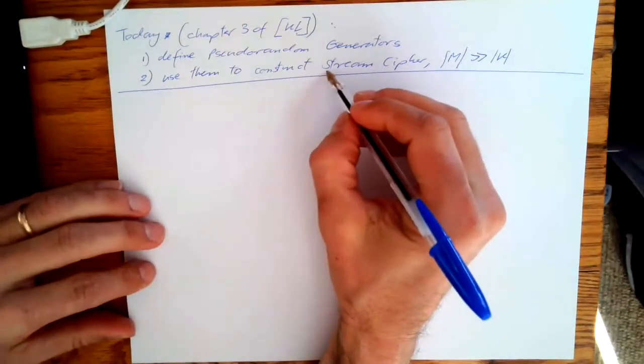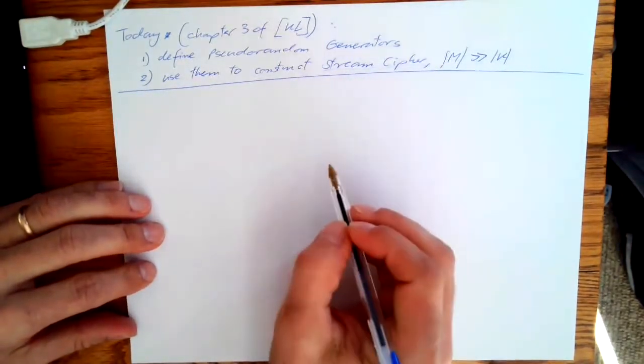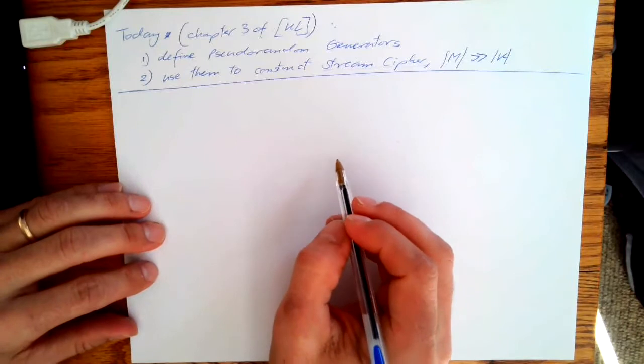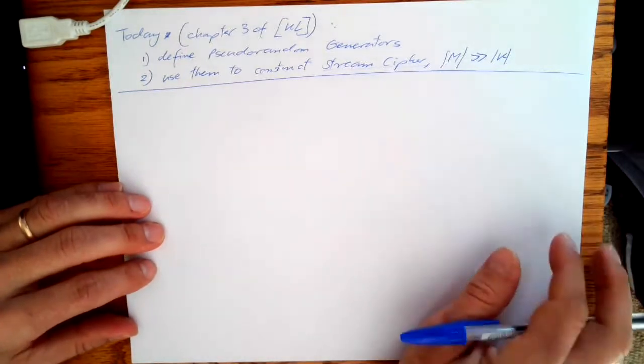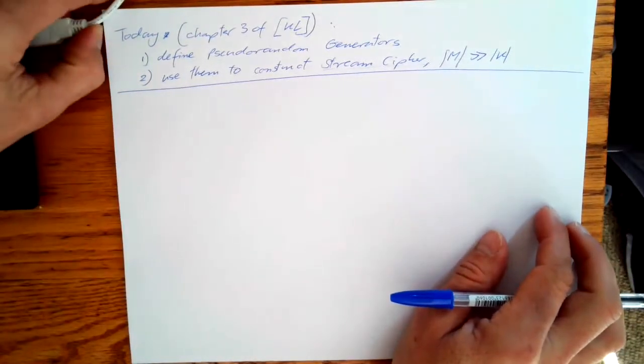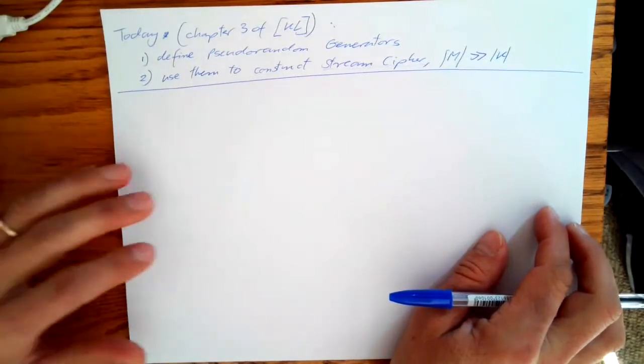And this is not some theoretical construction that is just given for illustrative purposes. It's an actual construction. This is how stream ciphers actually work.